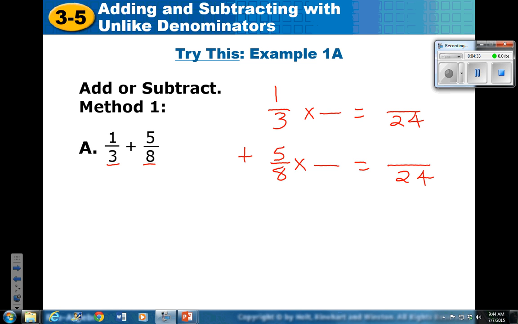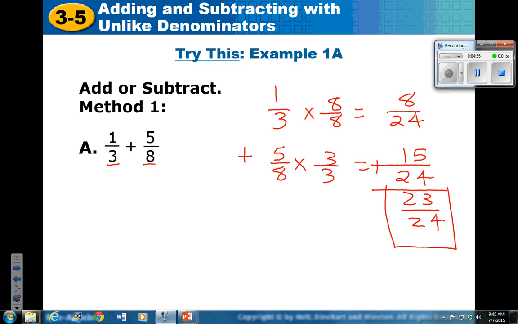Here we multiplied by 8. Here we multiplied by 3. So 8/24 is the same as 1/3, and 15/24 is the same as 5/8. But now we can add them. 8 plus 15 is 23. Keep your 24, already in simplest form, so there's your answer.